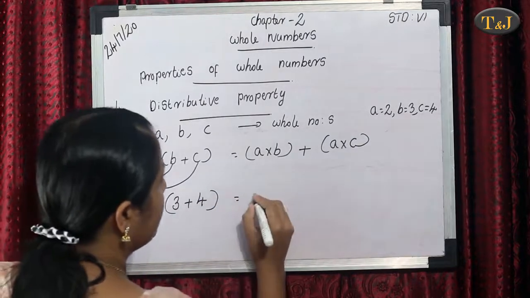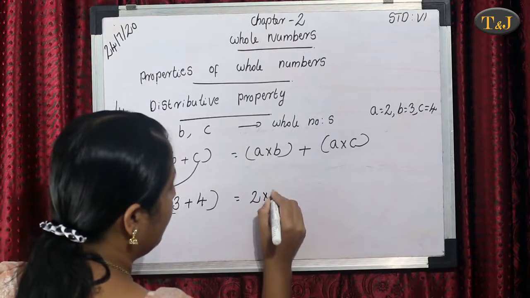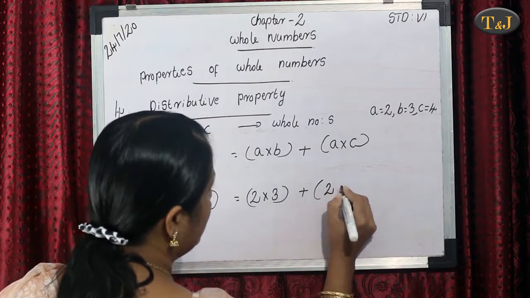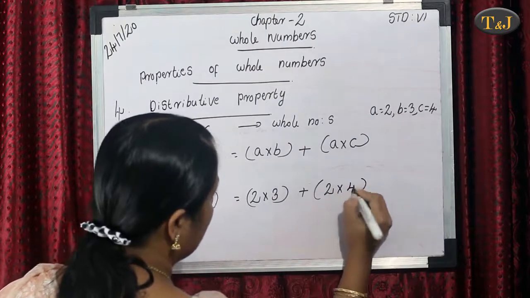Then here A cross B: A's value 2, B 3. Then 2 cross 3, plus then A cross C: A's value 2 and C's value 4, then 2 cross 4.